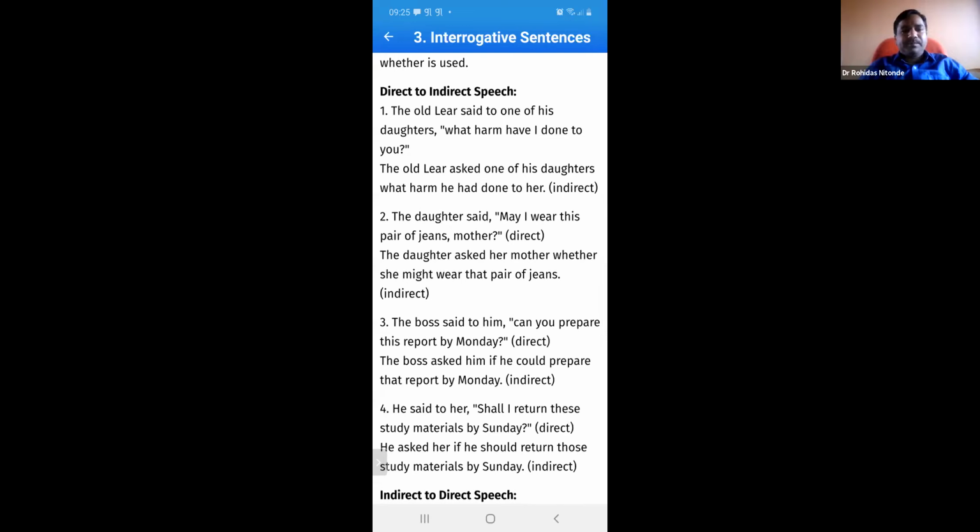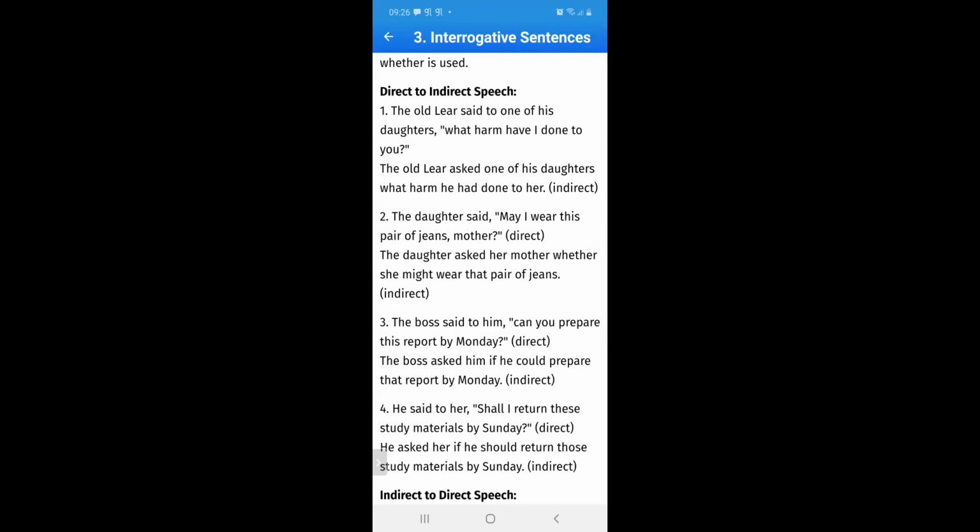The daughter said, "May I wear?" No, Shubham will read the direct speech and then Pooja will read the indirect one. So Shubham, begin. The old leader said to one of his daughters, "What harm have I done to you?" So indirect one. The old leader asked one of his daughters what harm he had done to her.